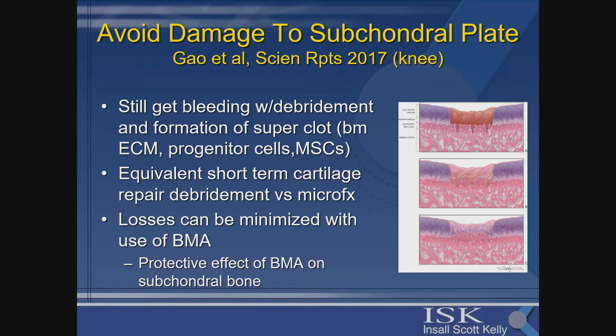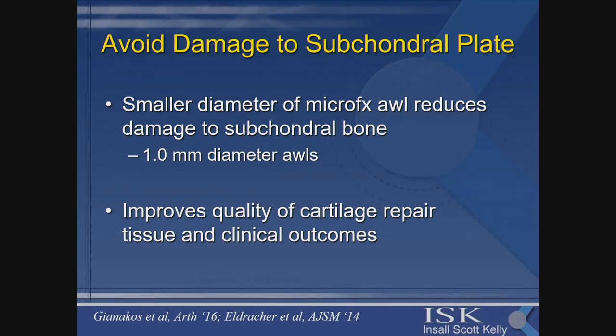But the losses maybe could be minimized with bone marrow aspirate. So bone marrow aspirate has been shown in a bunch of studies to have a protective effect on the bone marrow. It can increase the osteoblastic activity, can minimize osteoclast activity. It can also physically sometimes block the aggressive synovial fluid from going into the sites of the microfracture, or if you're doing an OATS procedure, going into the tunnels to try and minimize cystic changes. Some other things we could consider, also a smaller diameter microfracture awl. So most of them are typically somewhere between 2 and 4 millimeters. There are ones that are 1 millimeter.